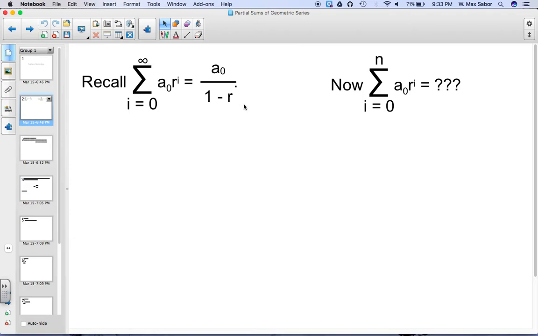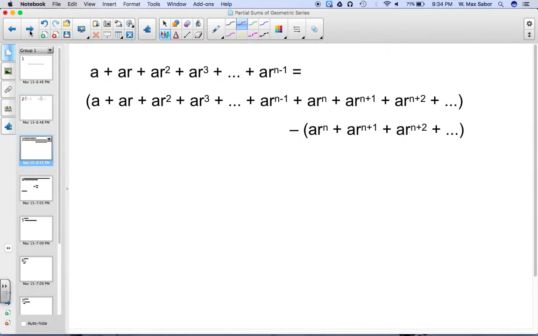So what does it mean if we go a sub 0 r to the i from 0 to n? The difference between these two expressions, it's important, is the infinity versus something that's not infinity. Here we're adding up a list that ends at some point. How can we do that quickly? So the big breakthrough is realizing that if we're adding up a geometric series, it looks like this: a plus ar plus ar squared plus ar cubed, etc., all the way up to a times r to the n minus 1.